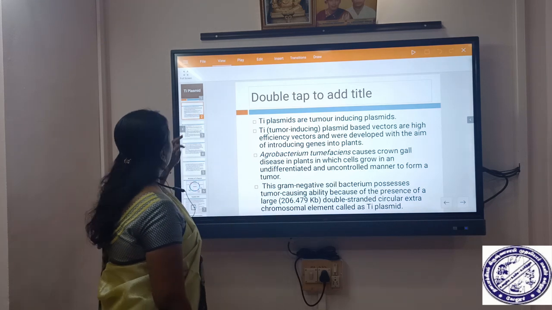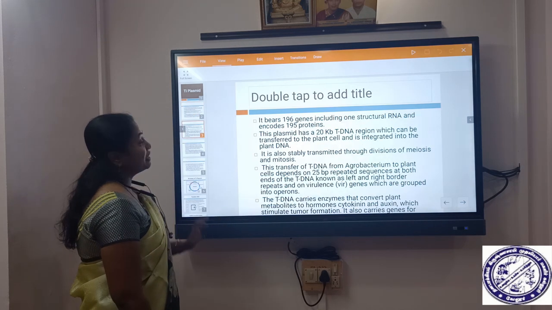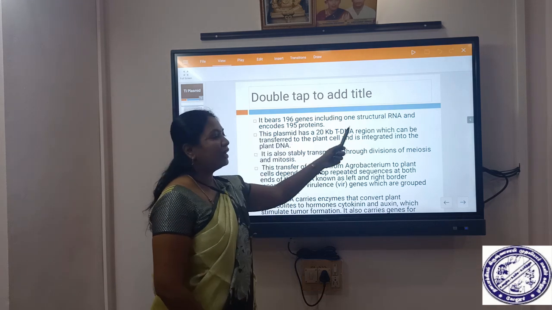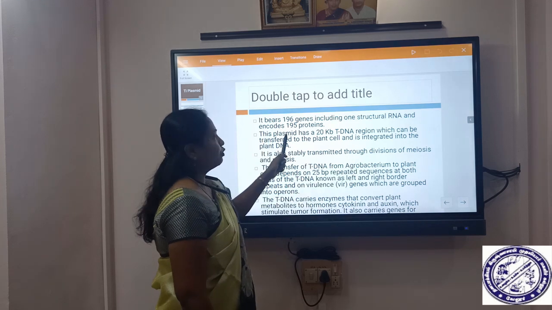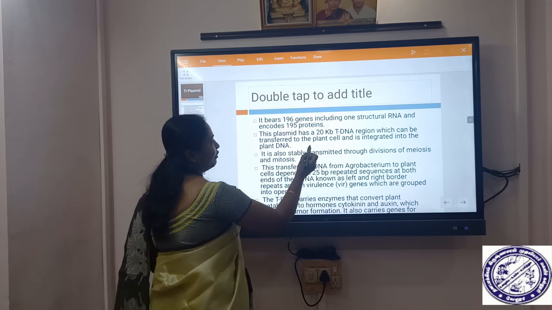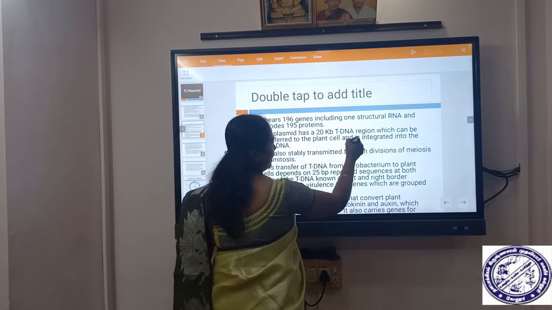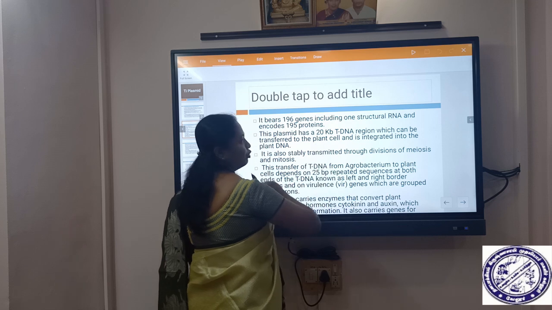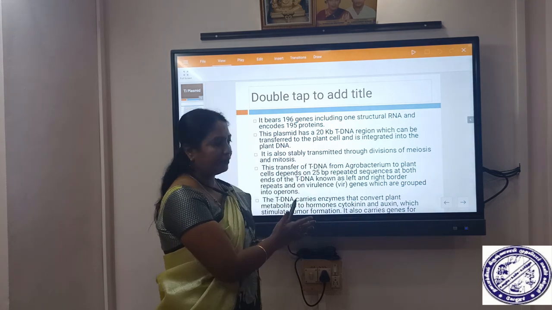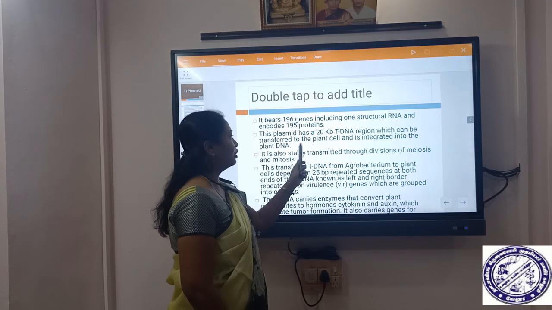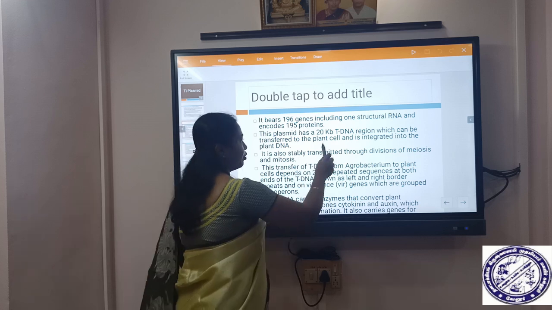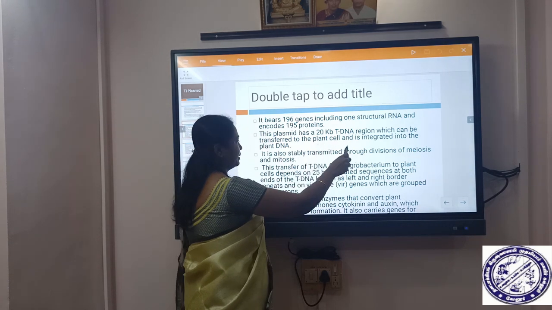Alright, how do we define the structure of the TI plasmid? It has 196 genes, including one structural RNA, which encode 195 proteins. This plasmid has a very important region called the tDNA region, about 20 kilobase pairs in size. This is the unique region which gets transferred to the plant cell and integrated into the plant DNA. So this is the most important portion of the TI plasmid.